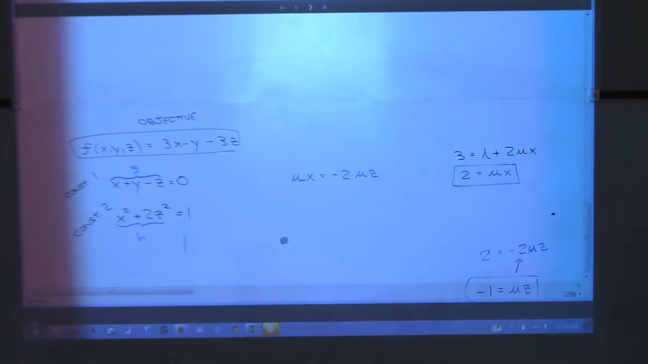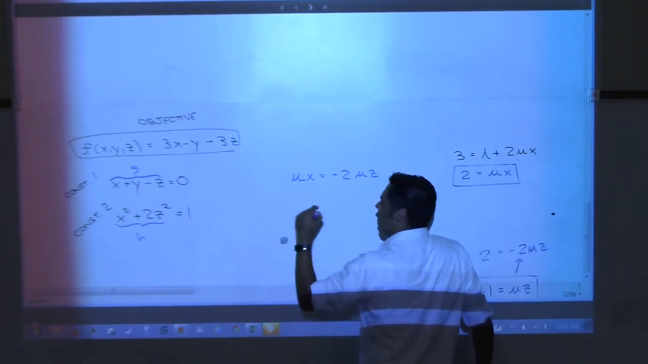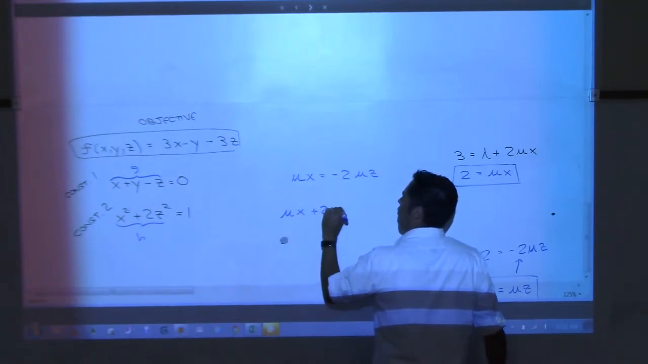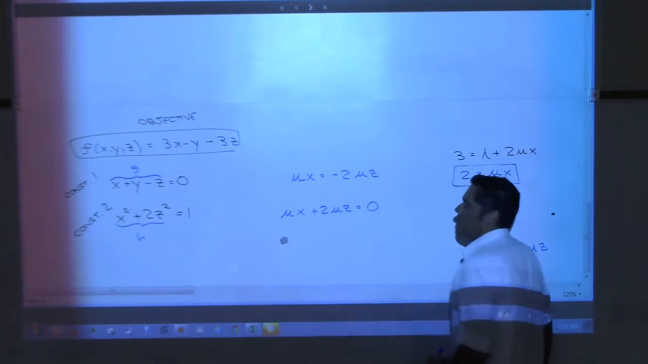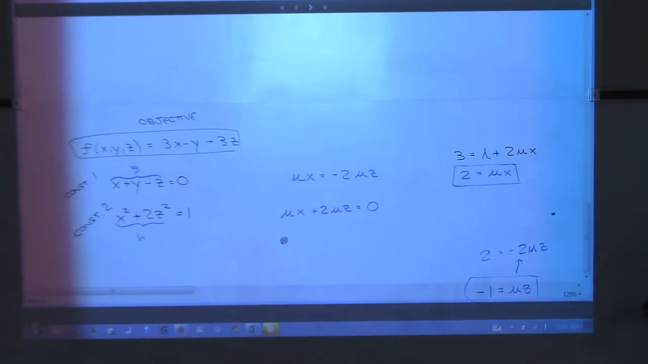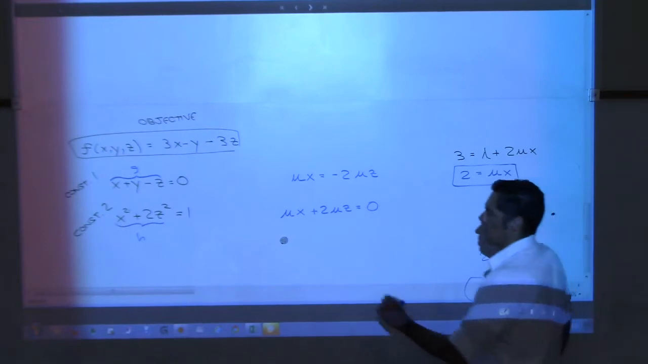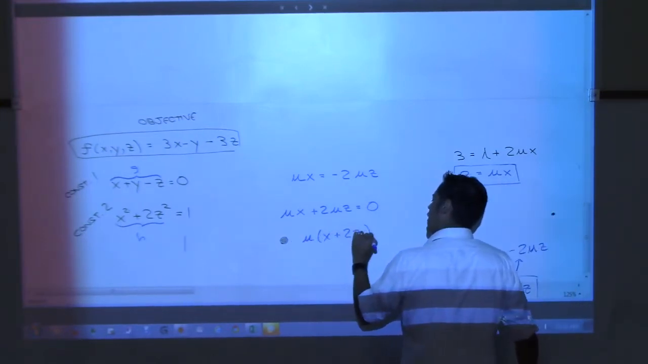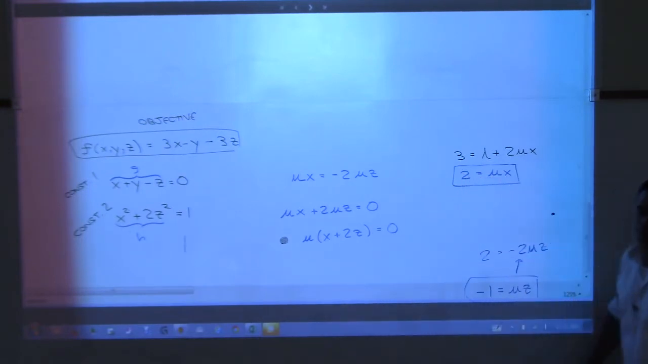You can solve for x. How? Divide. I don't want to divide. You said it's equal to 0, so move everything to one side. What I'm trying to do is avoid dividing through by things that I can't control. Factor the mu out, and then x plus 2z equals 0. And now set them each equal to 0.